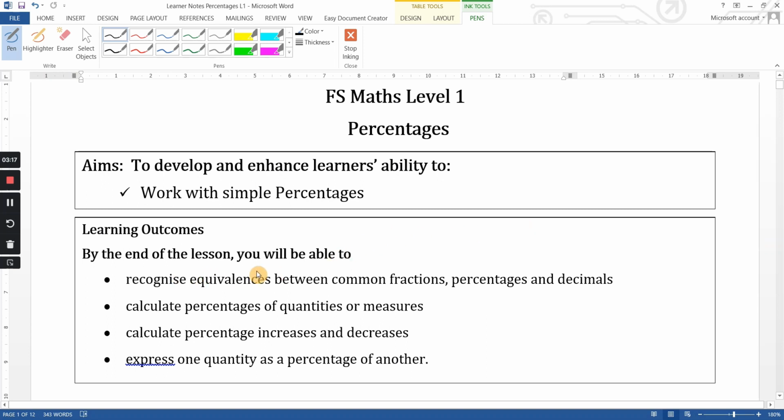So hopefully by the end of the lesson you'll be able to recognize equivalences between common fractions, percentages and decimals, calculate percentages of quantities or measures, calculate percentage increases and decreases, and express one quantity as a percentage of another.